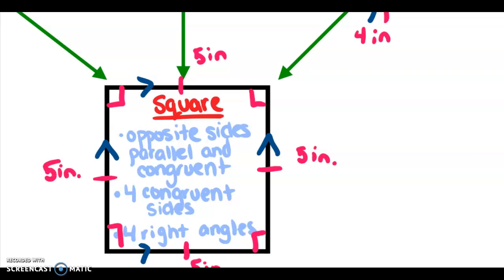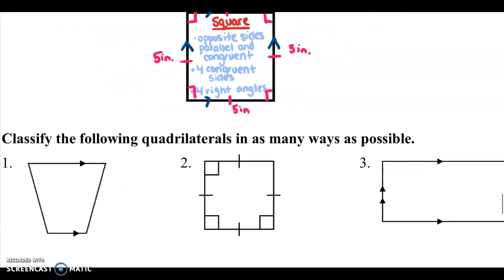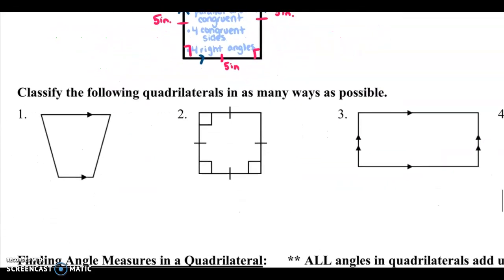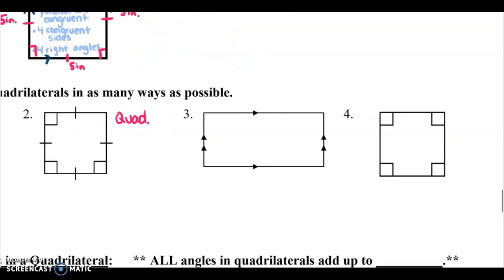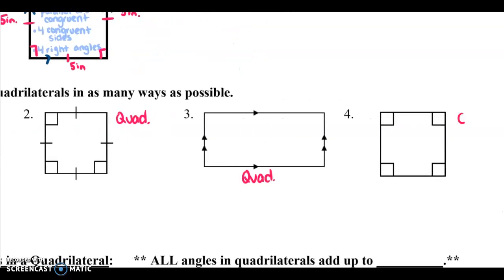So if I go down to my examples, they want me to classify these in as many ways as possible. So for the first one, everything's going to be a quadrilateral. No matter what, they're all going to be quads because they all have 4 sides. So I'm actually just going to write that one down. They're all quads because they're all 4 sides. Okay, so they're all going to be quadrilaterals.